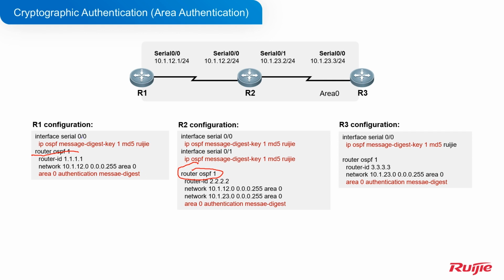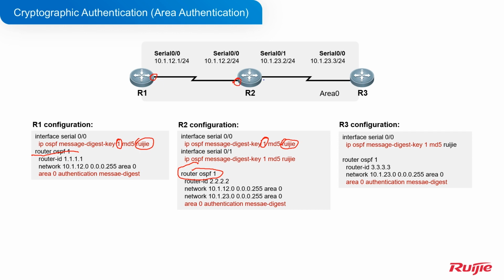So here we are adding to serial 0 for R1, and we use ip ospf message-digest-key and set the key ID information and the password information. For the neighbor relationship between R1 and R2 to build successfully, we also have to set the same password. So here we set the password information and the key ID information to be the same as serial 0 belonging to R1.